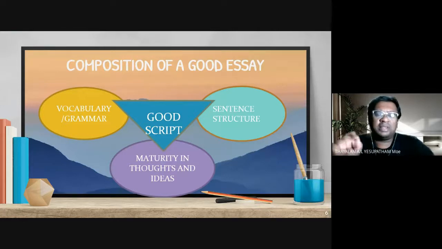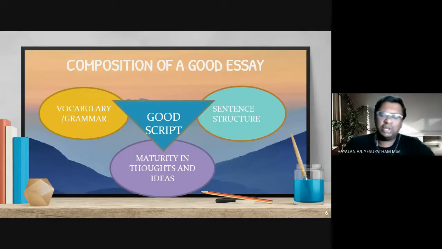When we talk about sentence structure, there are active sentences, there are passive sentences. There are also simple sentences, complex sentences, compound sentences, and compound-complex sentences. It's a combination of compound and complex. So these are sentence structures. In the future, should we have time, I will probably teach you all this in detail. But I suppose most of you should know all this already.